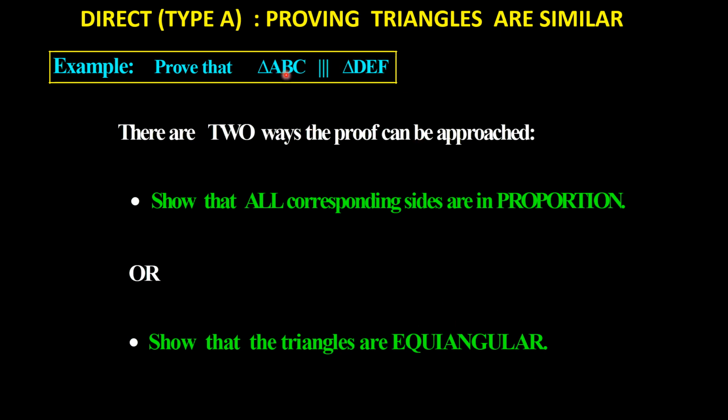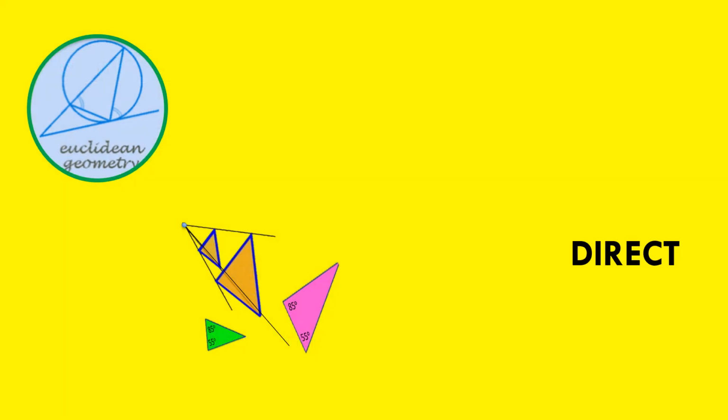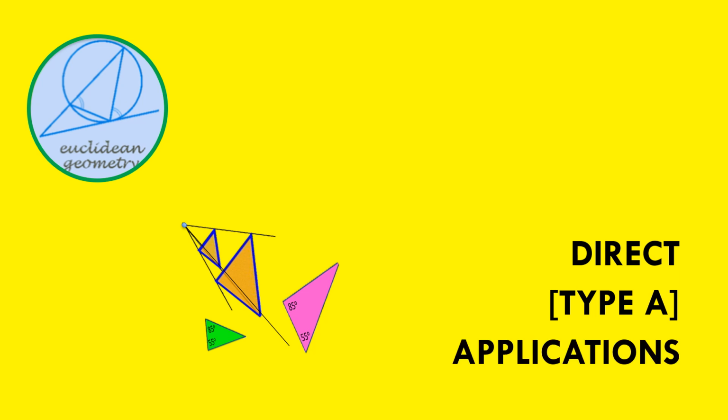So if you must prove a direct application, you either look at the corresponding sides if you have side lengths. If you don't have side lengths, let's determine whether the two triangles are equiangular. Now let's look at some direct applications requiring the similarity theorem.